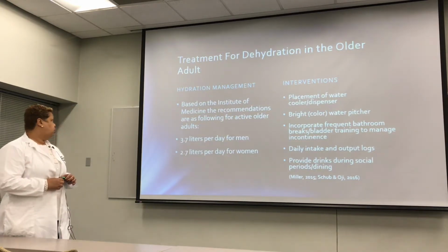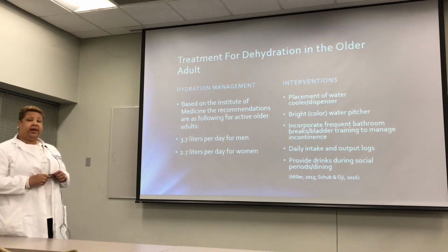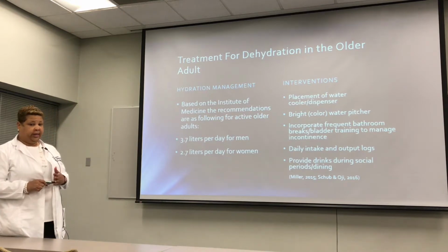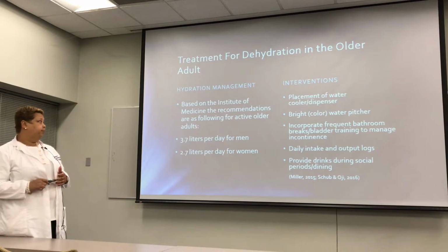Treatment for dehydration in an older adult. Hydration management. According to the Institute of Medicine, for the active older adult, it's 3.7 liters of fluid per day. And in the older female, it's 2.2 liters of fluids per day, okay?